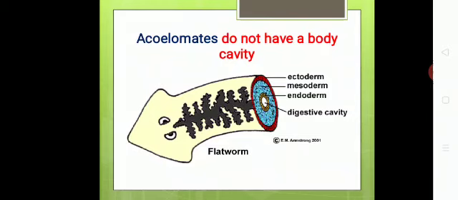For example, flatworm. Here, if you see, they won't be having any body cavity. That means they don't have this coelom. First you can see they are having only ectoderm and then mesoderm and endoderm, and their digestive cavity alone is present. They don't have this coelom, that is the coelom is absent, that is acoelomates.